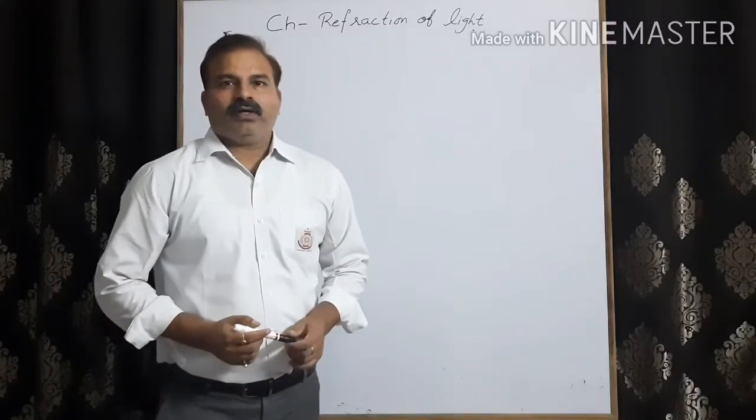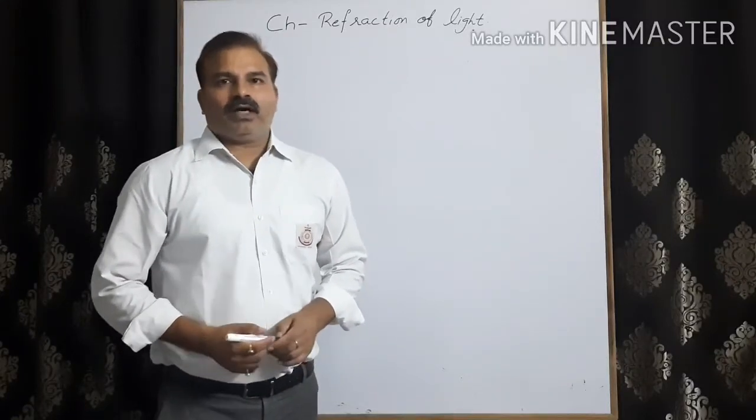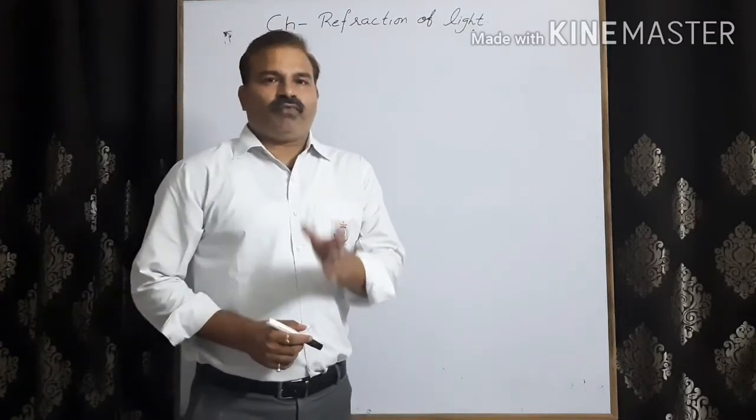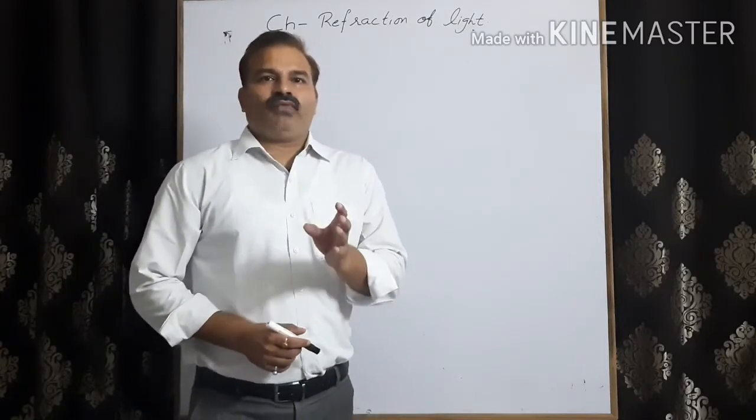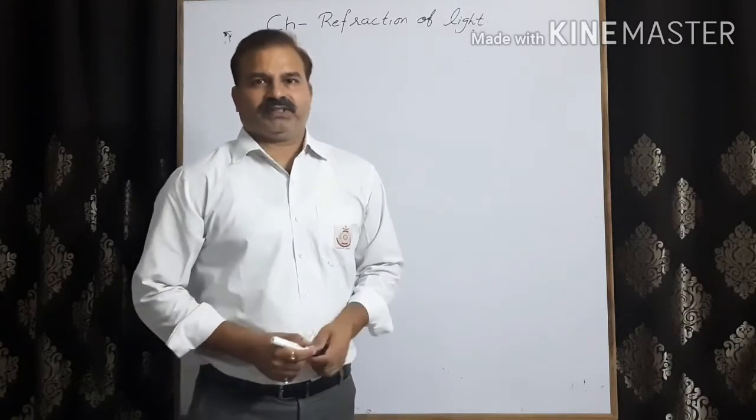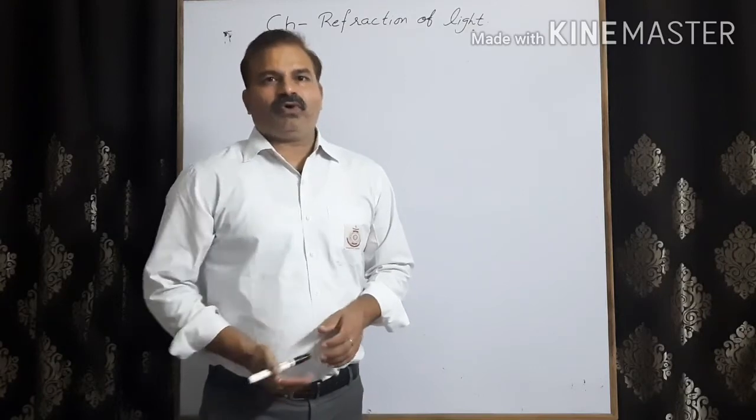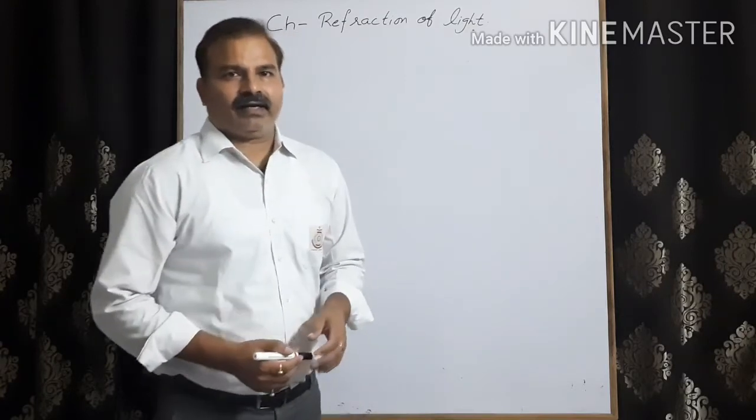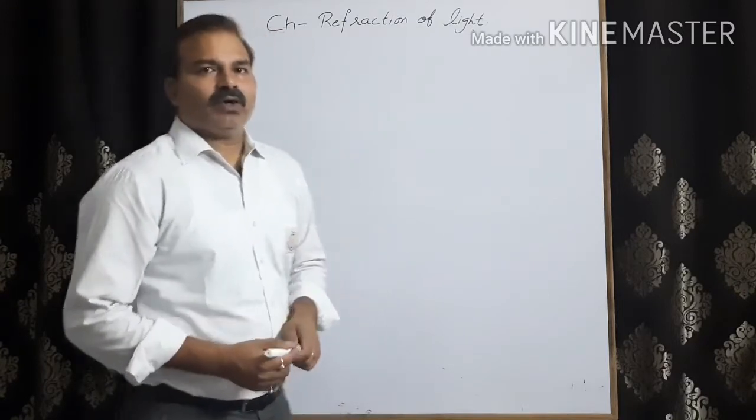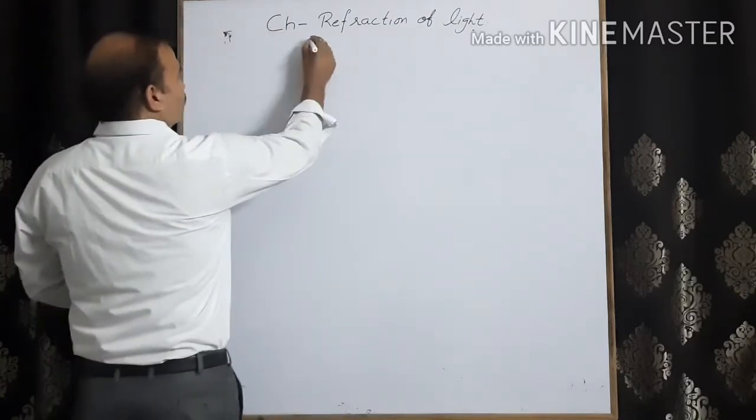Namaste students. Today we will learn about the different types of images formed by the convex lens when the object is placed at different positions. Before starting with the ray diagram, let us discuss a few points about the convex lens.